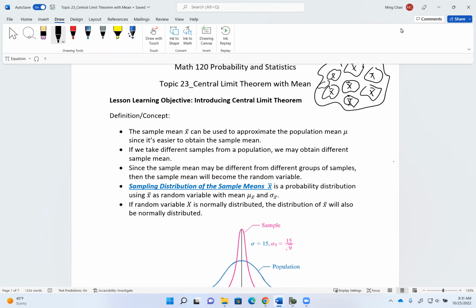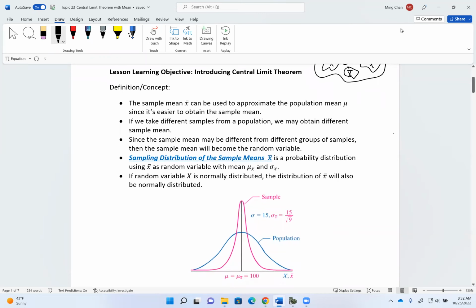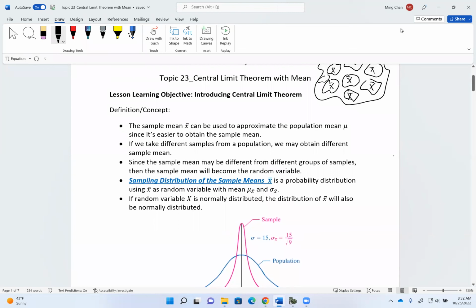Using median household income, for example, median household income in the Northeast and the Northwest of the United States tends to be a little bit higher than other parts of the country. So when we take samples of median household income in different parts of the country, different states, we're going to obtain different sample means from every single state. Since a sample mean may be different for different groups of samples, the sample mean becomes a random variable. So this topic is about the central limit theorem with the mean.